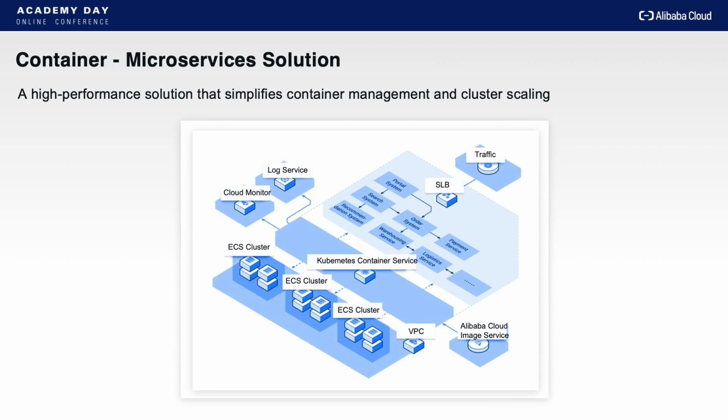Okay, next page is the Microservices Solution. It is a high-performance solution that simplifies container management and cluster scaling. Inside this solution architecture, you can see a Kubernetes cluster provides excellent support for the microservice operations, so you can focus on the development and the iteration of your application.